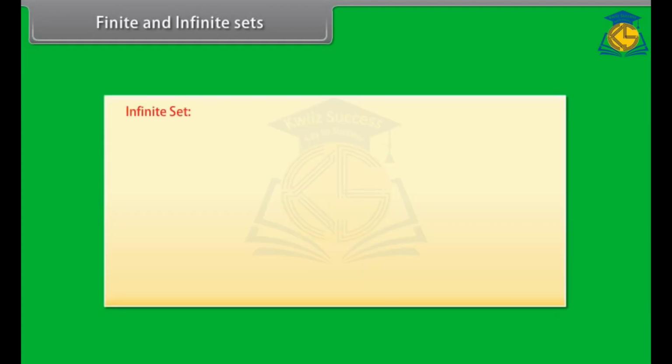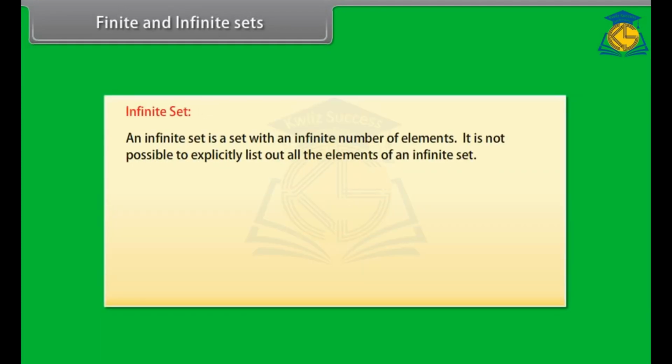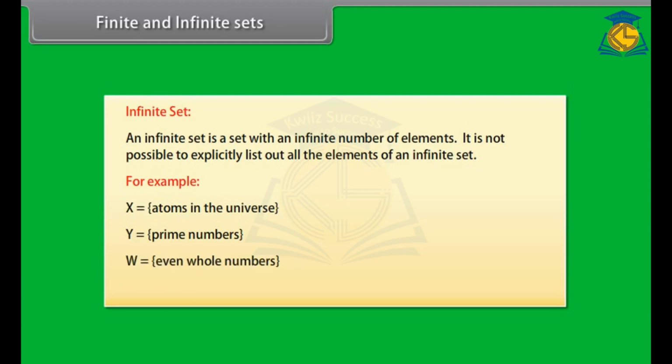Infinite set. An infinite set is a set with an infinite number of elements. It is not possible to explicitly list out all the elements of an infinite set. For example, X is a set of atoms in the universe. Y is the set of prime numbers. W is a set of even whole numbers, are infinite sets.